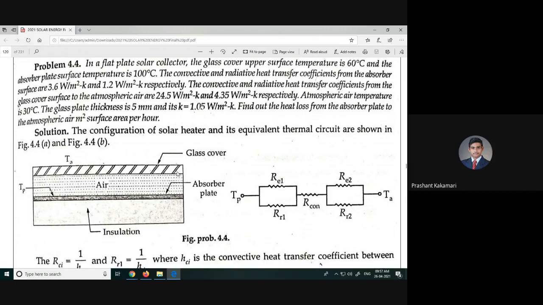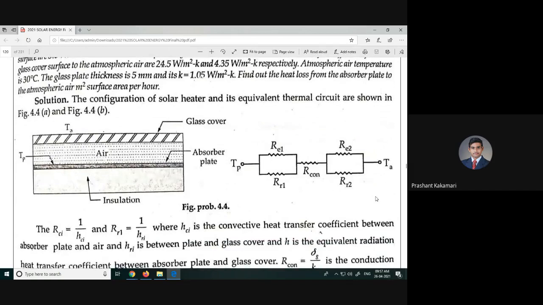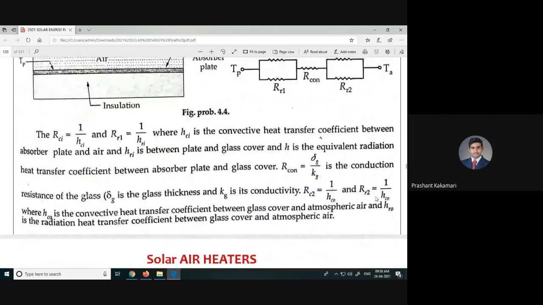And after that, from glass cover to atmosphere, how is the heat transfer going to take place? It is going to take place by radiation as well as convection, and then it reaches the ambient temperature or the atmosphere. So I will not explain all these processes, such as how to write 1 by Hc, 1 by Hr.